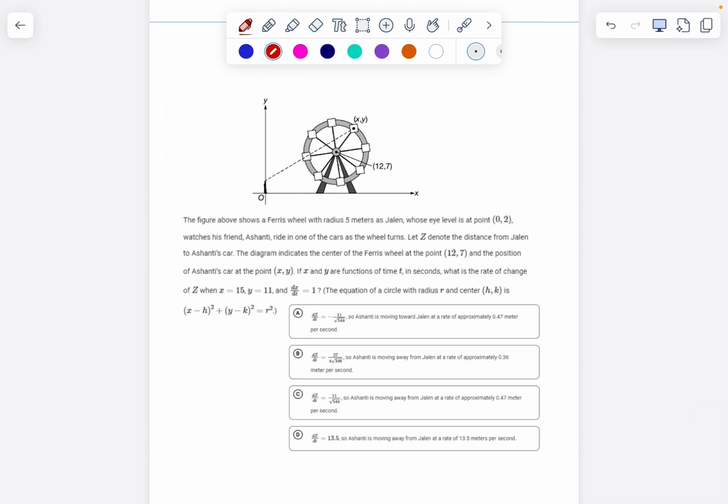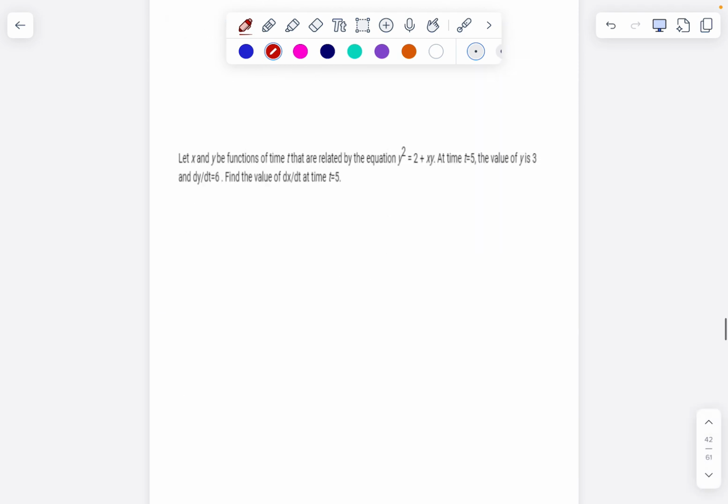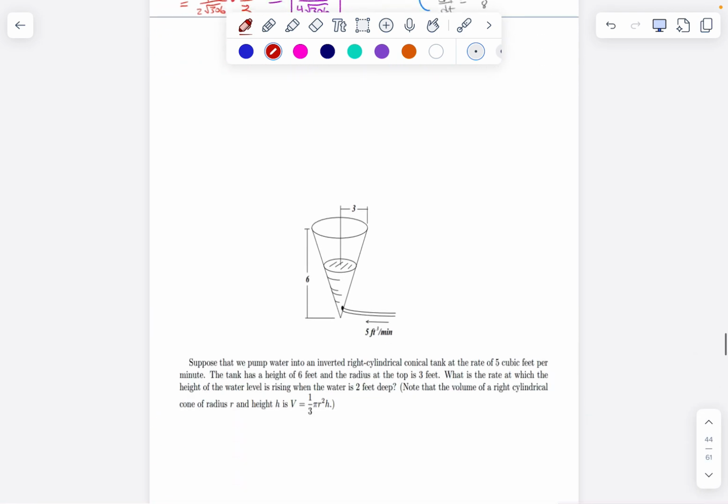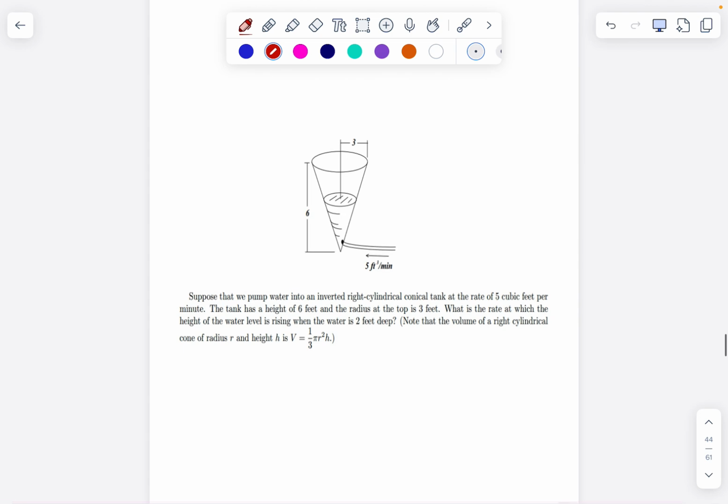You guys have the Ferris wheel problem in your packet, I think? I think so. Yeah. And then do you have the cone problem? Yes. Okay.